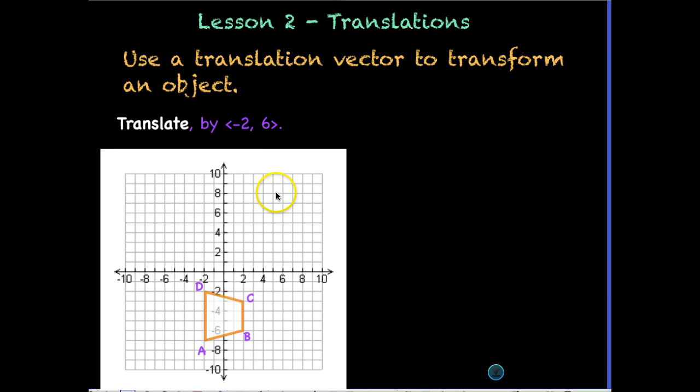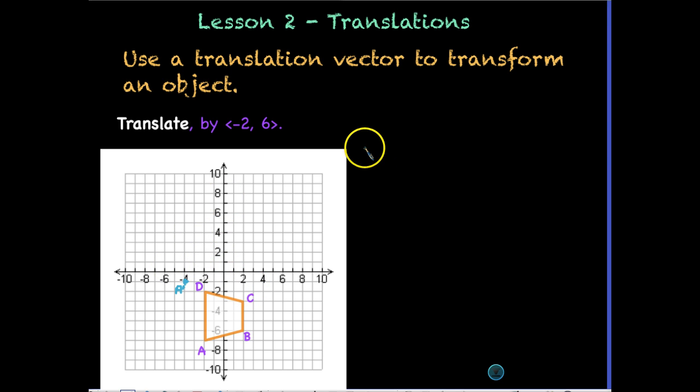Okay, there's two ways you could have done this. You could have taken each vertice and slid it to the left 2 and slid it up 6 to arrive at its new location. So for example, with A, we could have gone over 1, 2, and then gone up 1, 2, 3, 4, 5, 6, and made a point, and called that A prime. And we could have done that for each of these. And then we could have connected the dots.